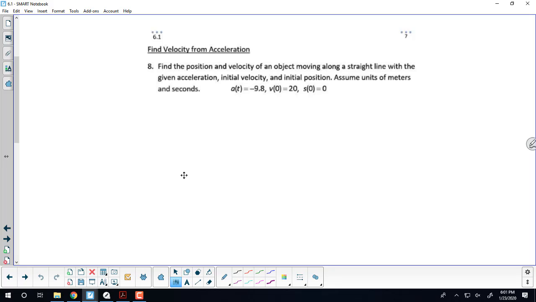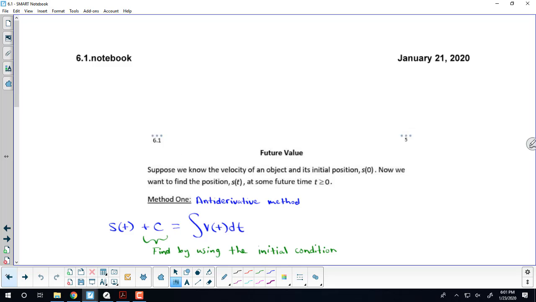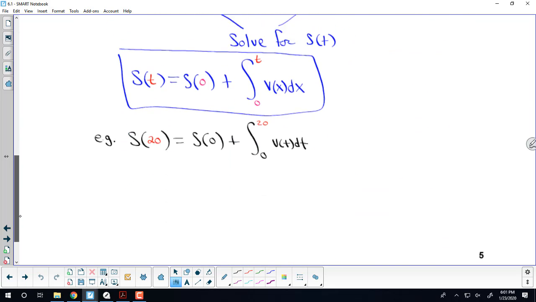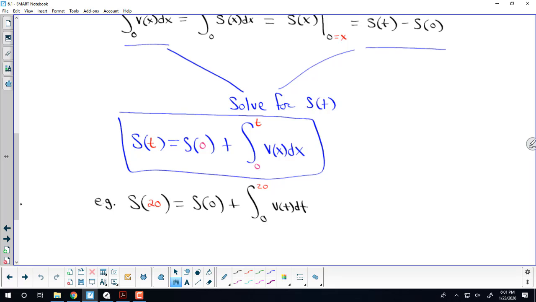So remember, we had 2 ways to do this. There was the antiderivative method, where we could find the antiderivative and then use the initial conditions to find the constant, c. Or we could use the fundamental theorem of calculus method, which was here in this box. If we look at it through that lens, the function equals the initial value of that function plus the integral, and this v here, of course, is the derivative of s, right?